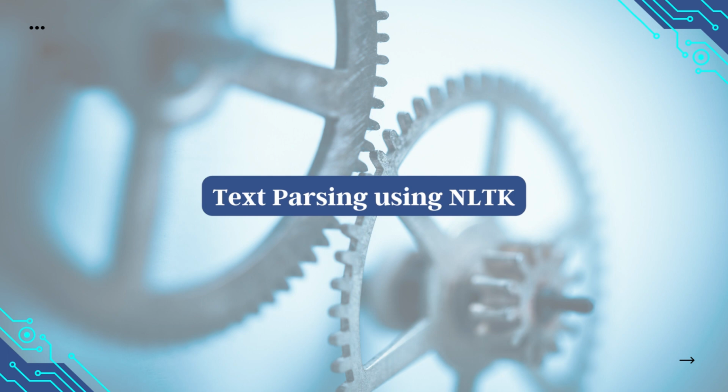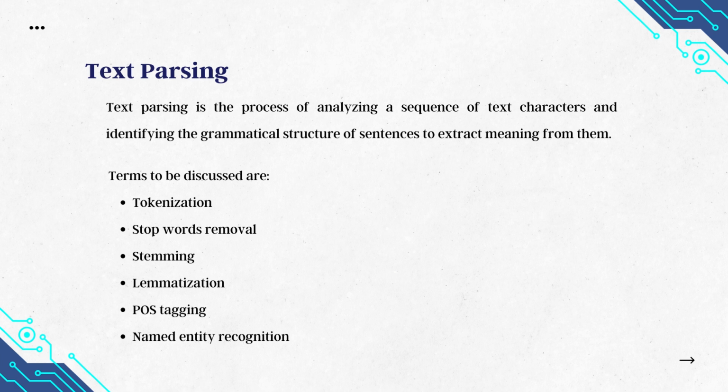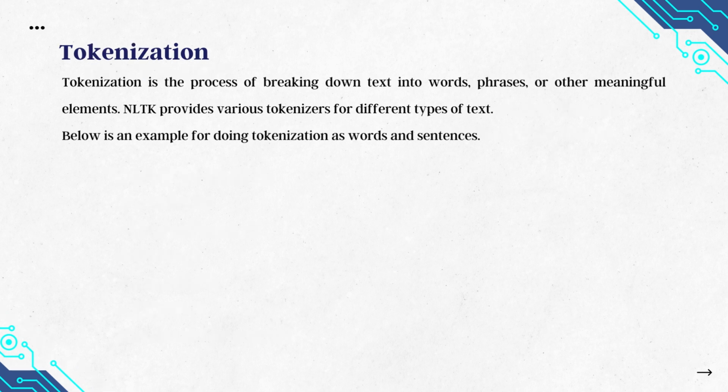Now let's do the text parsing using NLTK. We all know that text parsing is the process of analyzing a sentence or sequence of text characters and identifying the grammatical structure of sentences to extract meaning from them. The steps of text parsing that we will discuss here are tokenization, stopword removal, stemming, lemmatization, part-of-speech tagging, and named entity recognition. So the first one is tokenization.